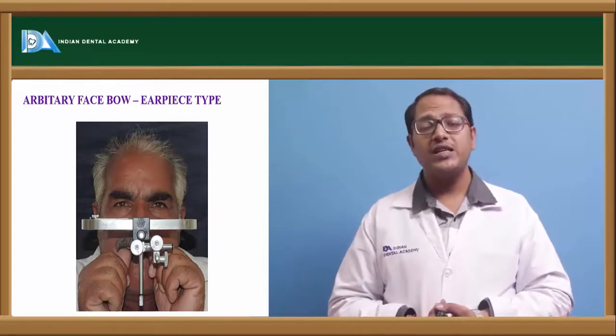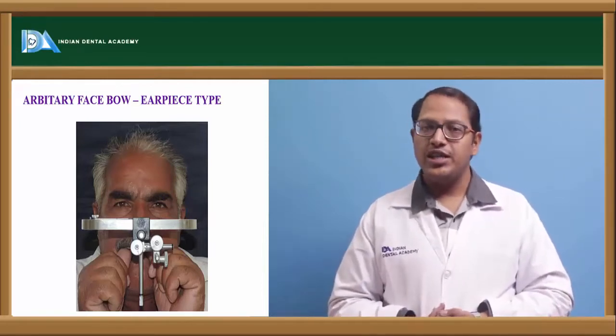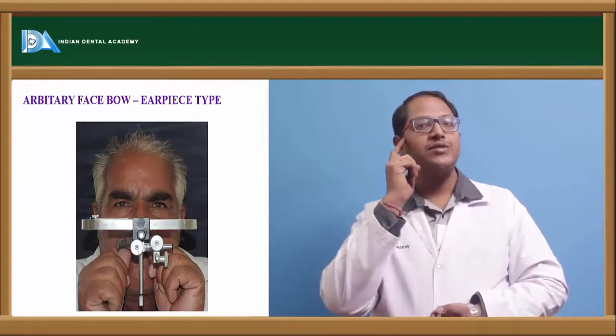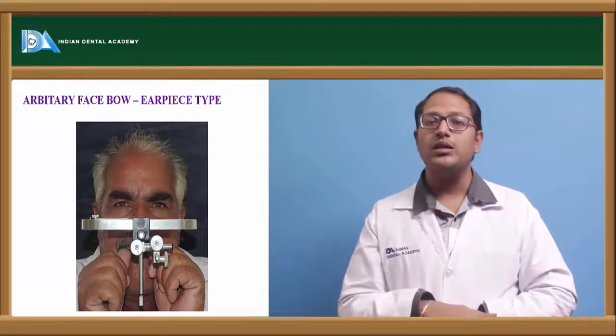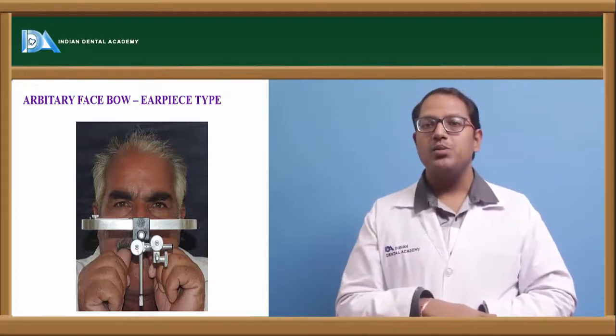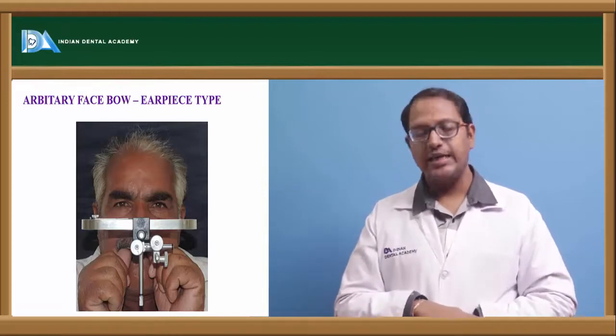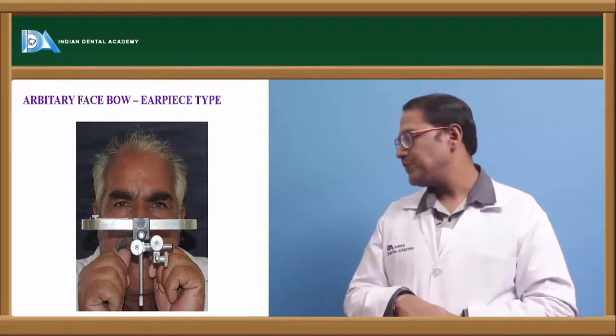And if it is of the fascia type, where will you mark it? The fascia type is 13 mm in front of the external auditory meatus, that's called Beyron's point. So Beyron's point is where you will mark the fascia type of arbitrary face bow.